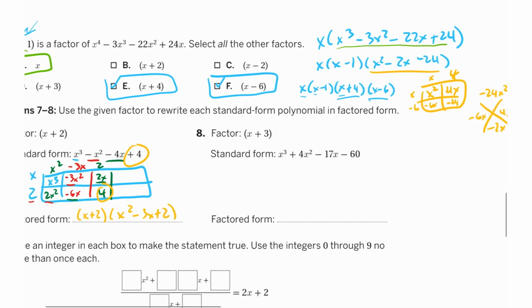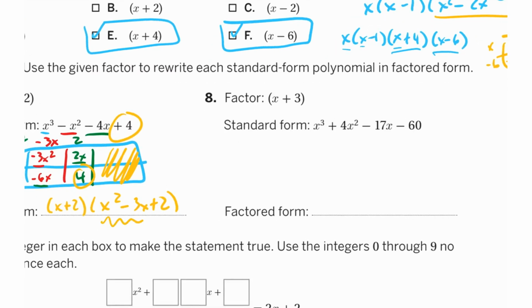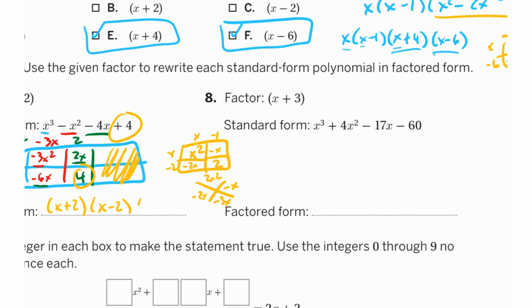Let's just really quickly double check. Oh, just as a heads up, I didn't use this because I made it too big, but I need to see if this part here can be factored again. So real quick, first term, first box, last term, last box. Two things that negative 3x breaks into that multiply to 2x squared would be negative 2x and negative x. So it does factor more: x, negative 1, negative 2. And so my final solution here in factored form is x plus 2, which was a factor we were given, x minus 2, and x minus 1.